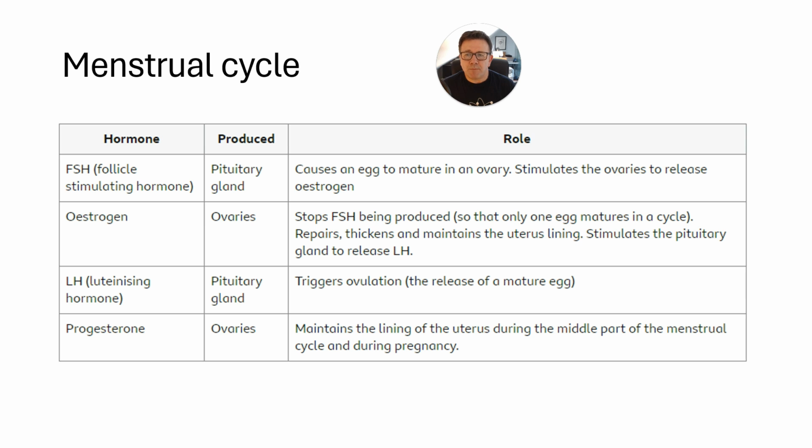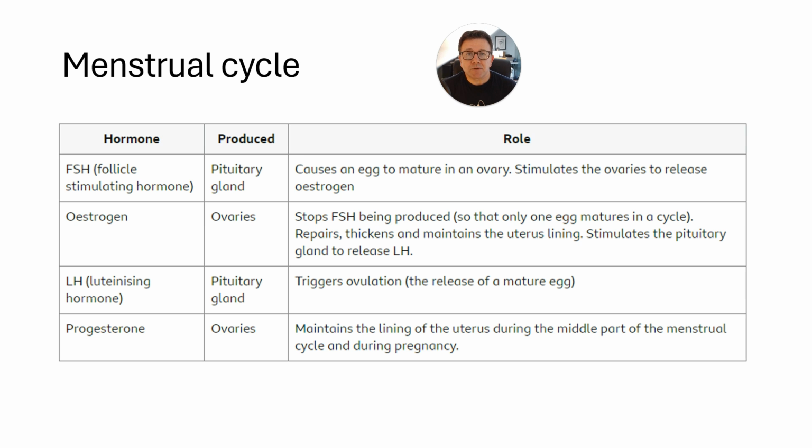You need to know the 4 main hormones, where they're produced and their role. Follicle stimulating hormone is made in the pituitary gland, causes an egg to mature, and also stimulates the ovary to release estrogen. Estrogen is made in the ovaries, and it inhibits FSH production. It repairs, thickens and maintains the uterus lining, and stimulates the pituitary gland to release LH. LH, luteinizing hormone, is made in the pituitary, and that triggers ovulation.